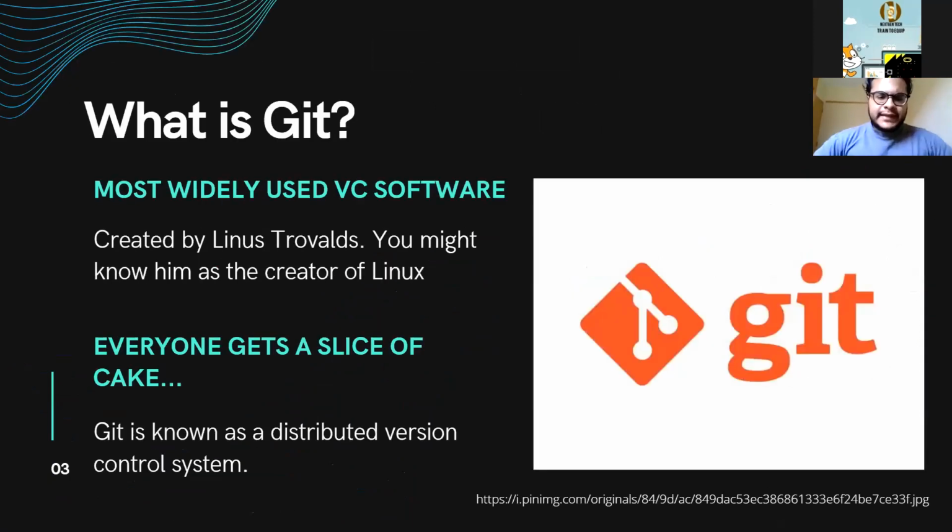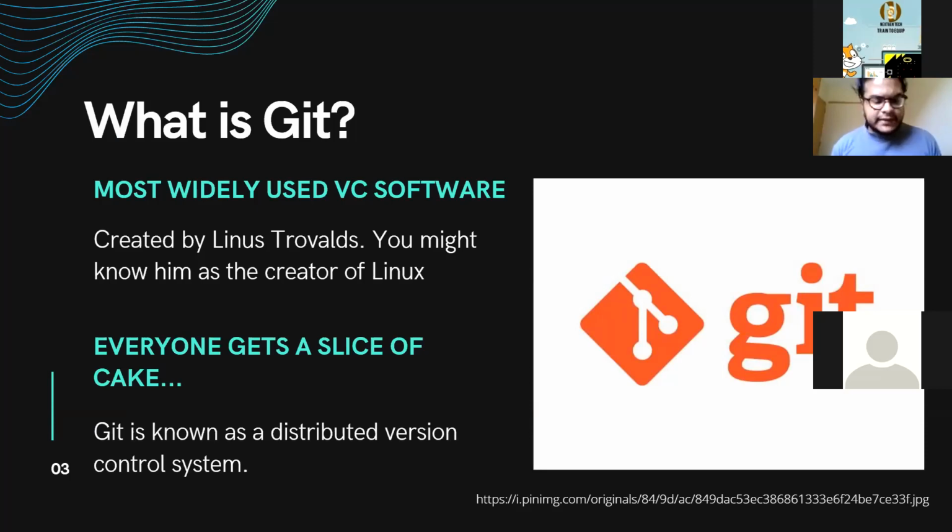So now what's Git? That's the version control software that we'll be using today. It's the most widely used version control software in the world at the moment. There are others, but we'll not be covering them today. It was created by Linus Torvalds. You might know him as the creator of Linux. Pretty smart guy, if you asked me.